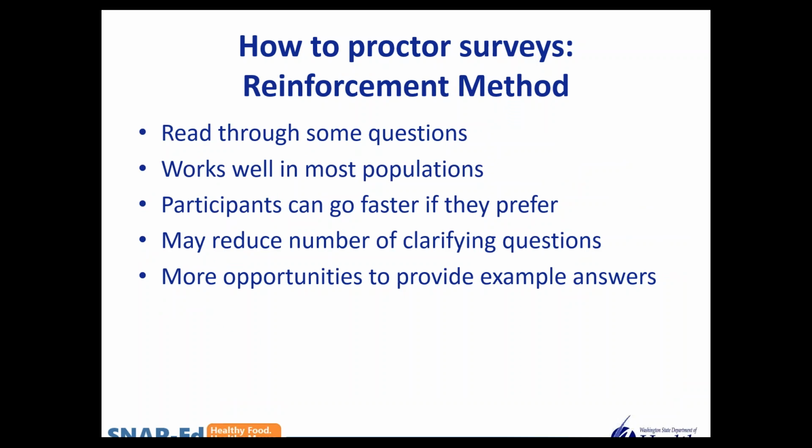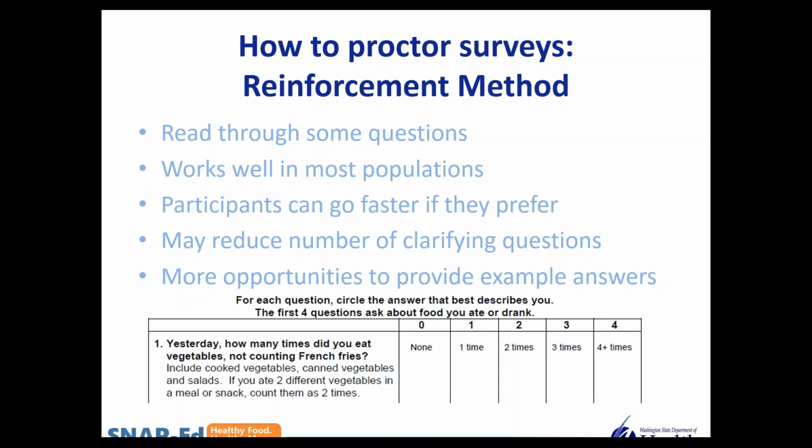Next, we're going to talk about the reinforcement method. In the reinforcement method, you read through some of the questions, generally about 1 question per type of question, and it works well in most populations. Participants are freer to go faster if they want, and because you're going through a subset of questions at a time versus all of the questions at a time, you have more opportunities to provide answers to questions, to provide examples, which ultimately may reduce the number of clarifying questions you get. So that can be really helpful.